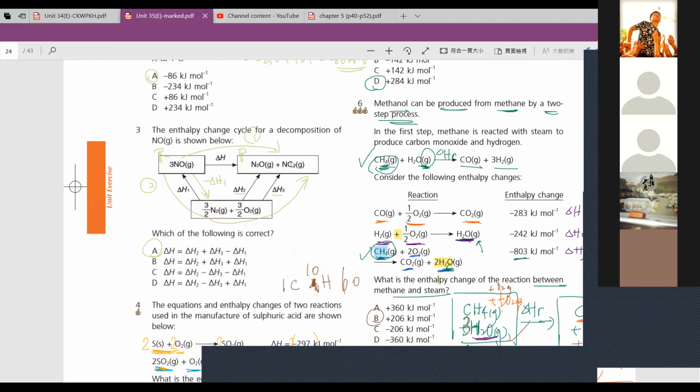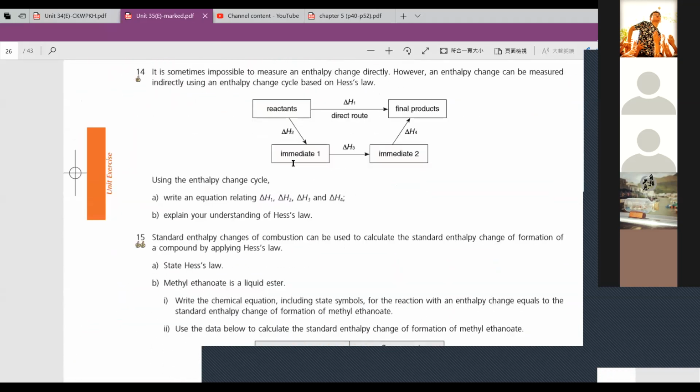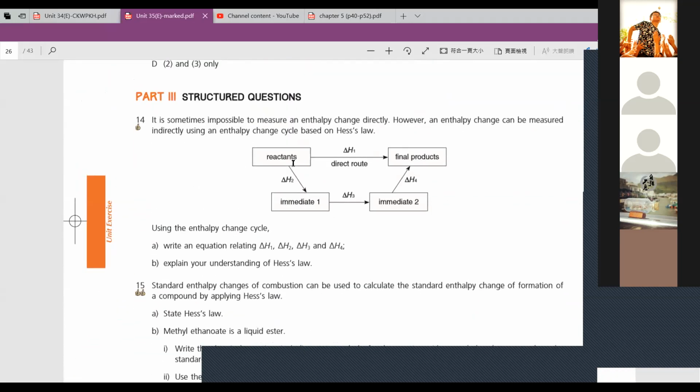And today, let's try to finish the remaining exercise and see if you can manage. Question 14, take a look. Just finish the remaining part. It's sometimes possible to measure the enthalpy cycle directly. So you are going to have two routes, the direct route and indirect route. For the enthalpy cycle, write an equation relating delta H1, 2, 3, and 4. It's easy, right? So you know what that is?